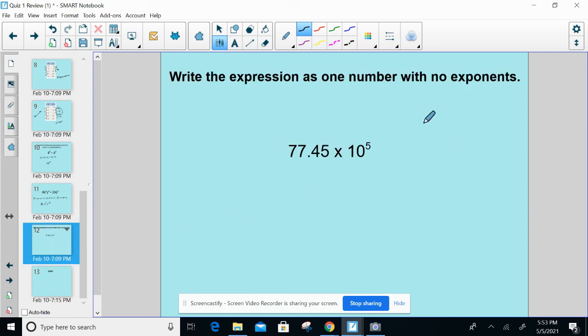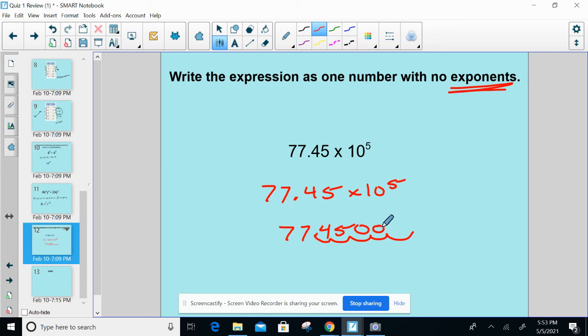All right. One last slide. What the heck? Same thing. Even though this scientific notation is not very accurate, this decimal should be over here. Don't worry about that. Just rewrite your number without any exponents. So you're moving that decimal 1, 2, 3, 4, 5. 3 extra spaces there. It's 7, 7, 4, 5, 0, 0, 0. Put your commas in there if you want. It's 7,745,000. That's it. Quiz time.